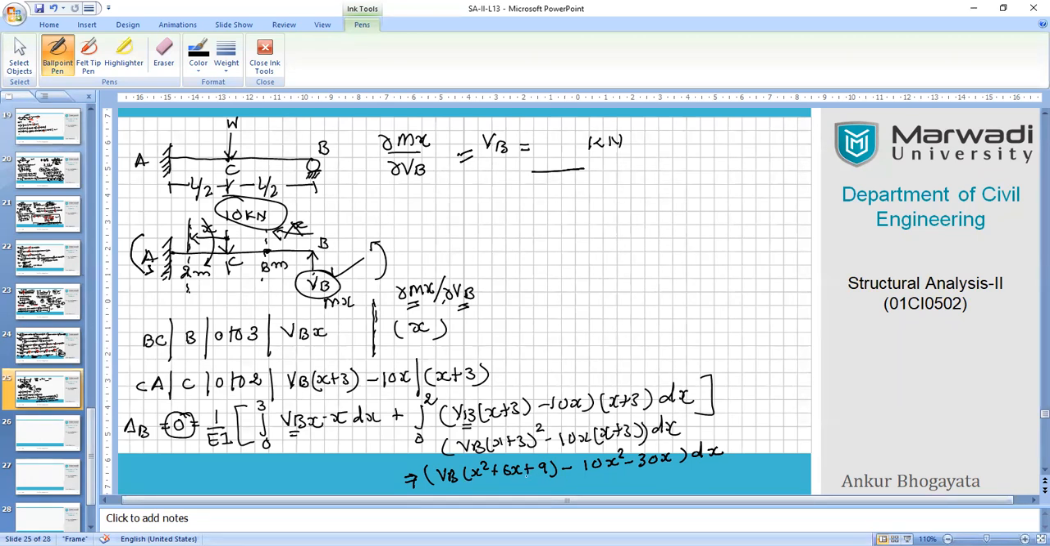So wherever there is x, you just take the integration. This term becomes VB into x cube upon 3. This becomes 6 VB x square by 2. This becomes 9 VB x. This is 10x cube by 3, and this is 30x square by 2. Likewise, this becomes x VB into x cube by 3. And you know the limits, 3 meters here and 2 meters here. So just go for it and equate it to 0, so you'll get your VB value easily.